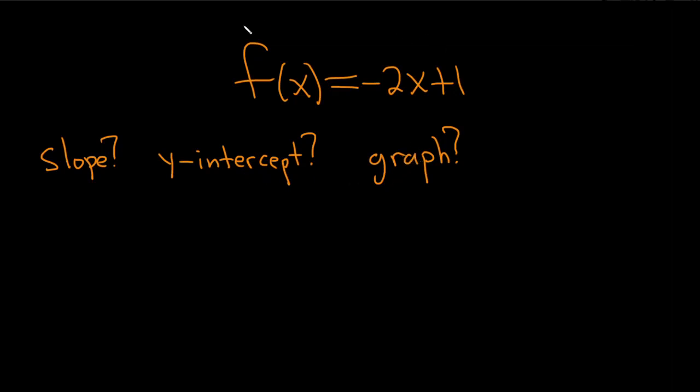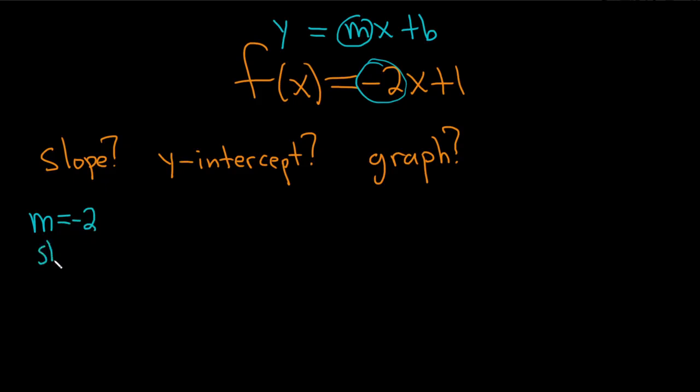So to do this, realize that f of x is the same thing as y. So we always define it that way. y is actually equal to f of x, and this is equal to mx plus b. So all we have to do is use matching to get these things. So m here is -2, and that's going to be our slope. So m equals -2, and I'm just going to go ahead and indicate that that is the slope. So that is the first answer.